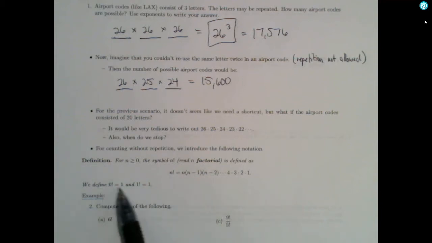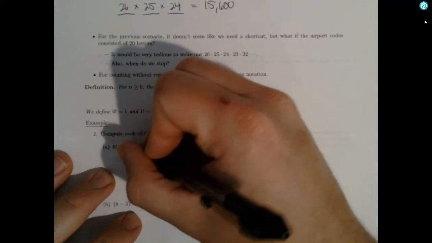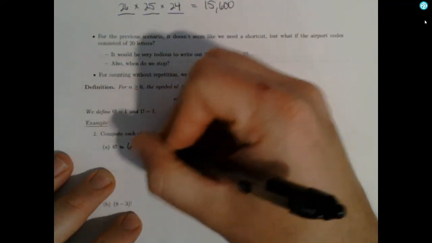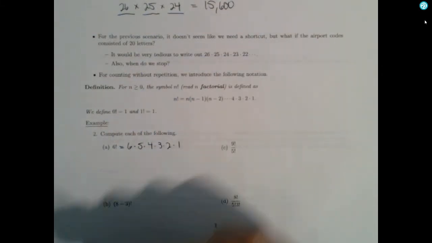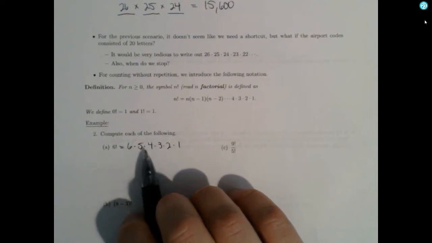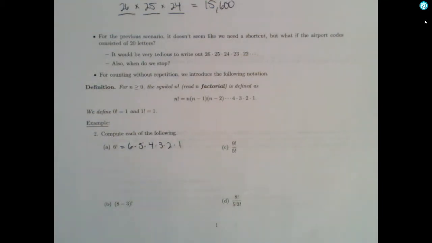And then we define 0 factorial to be 1, and 1 factorial is also 1. Let me give you an example of how these things work. 6 factorial would be 6 times 5 times 4 times 3 times 2 times 1. That's what the factorial means. You start with the number, and then you multiply by 1 less than it, and then 2 less than it, and then 3 less than it, until you get all the way down to 1.